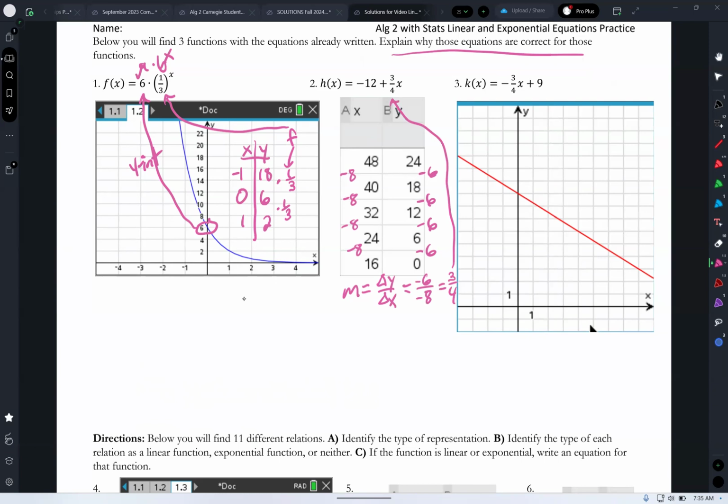And there's my 3/4. I was a little foolish in not leaving myself space here, but if I continue subtracting 8 in the x, I get 8. If I subtract 8 again, I get 0. Subtract 6 again in the y, I get -6 and -12. There is my -12 for that y-intercept.